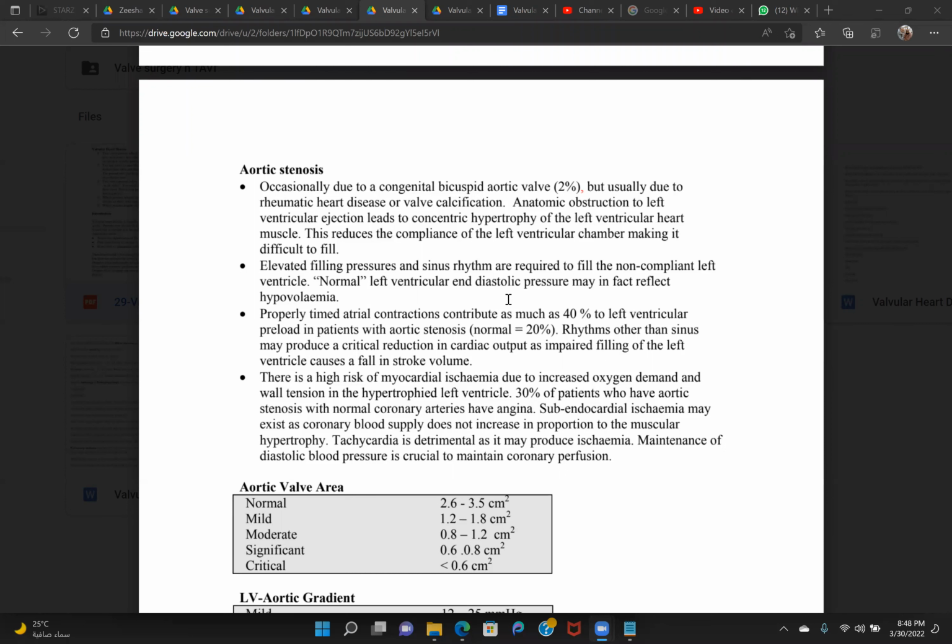In a mild condition, a patient may be asymptomatic, but the patient may develop dyspnea, chest pain, and syncope. And with the passage of time, as the disease progresses, the patient may develop left ventricular hypertrophy. It is written here, but why? Left ventricular hypertrophy? Yes.